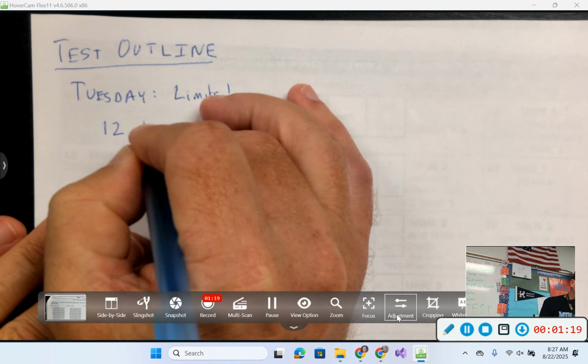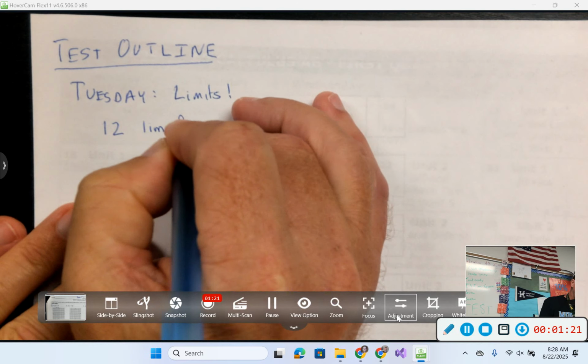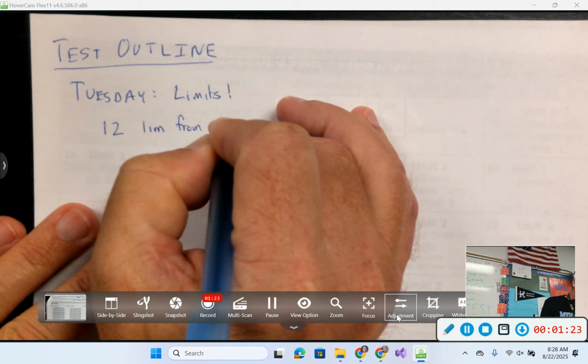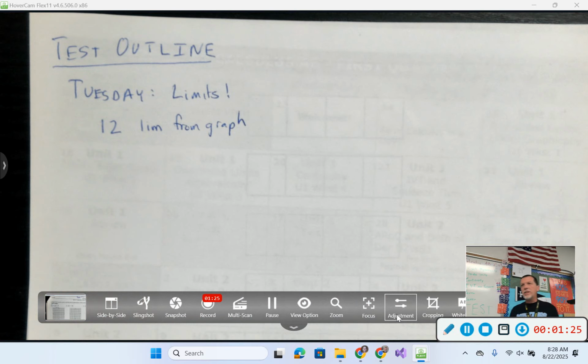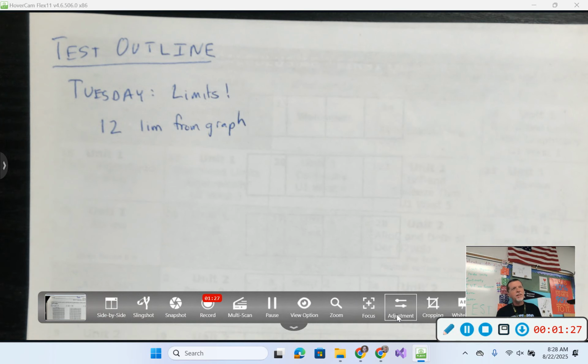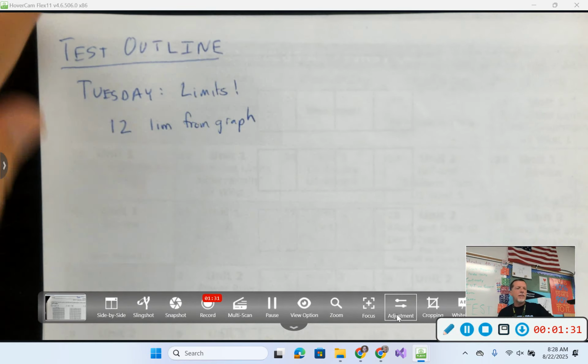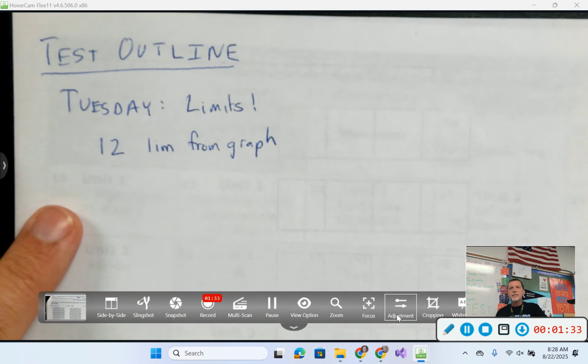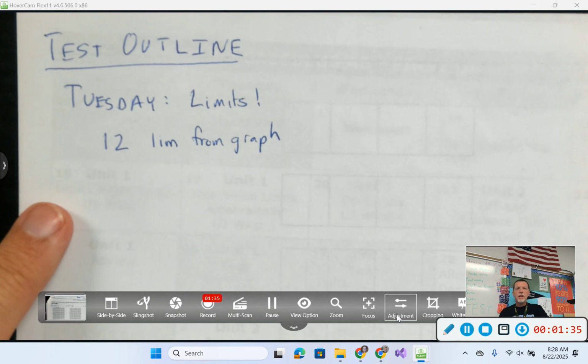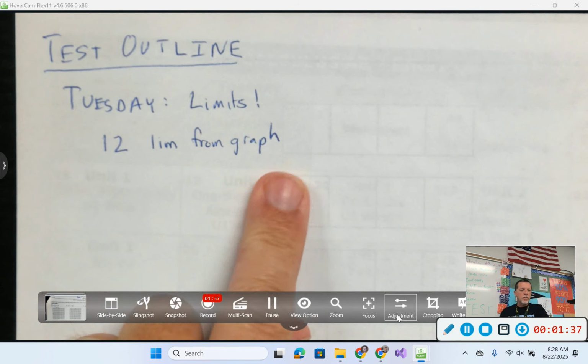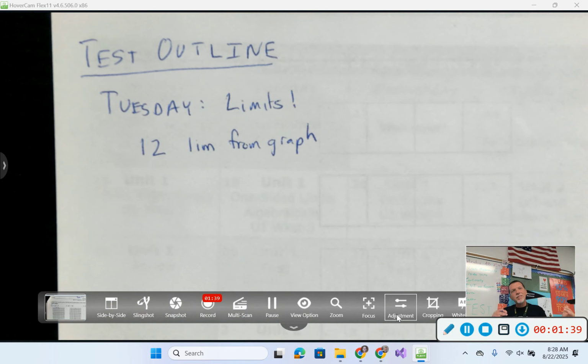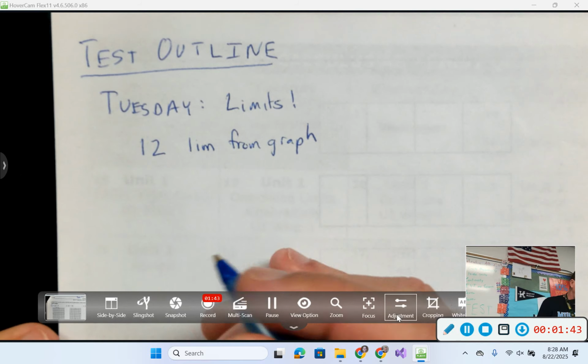So 12 limits from a graph. Right, that's what we did the very first day, and we also had it show up again as a warm-up on one of the days. I feel pretty confident in that. You're pretty good. I guess the only tricky ones are those nested limits where there's one side, but most of them are pretty straightforward.